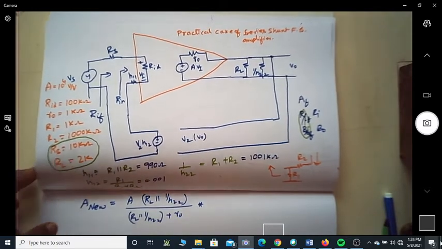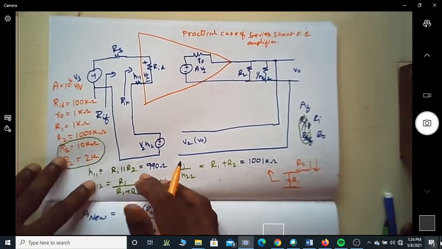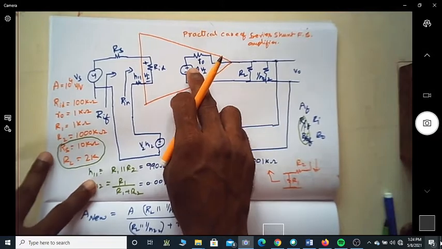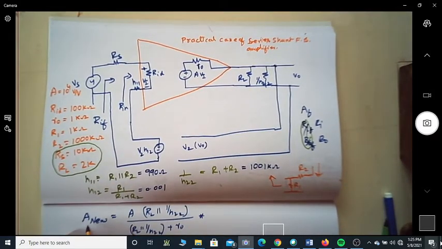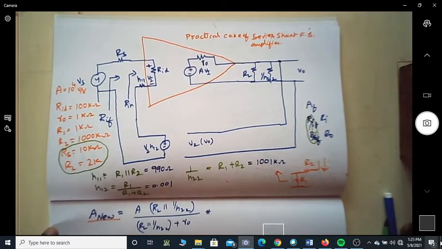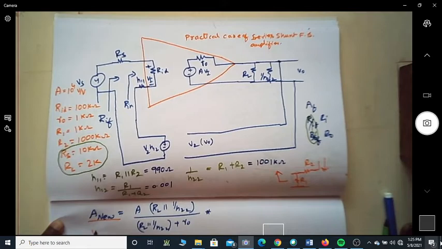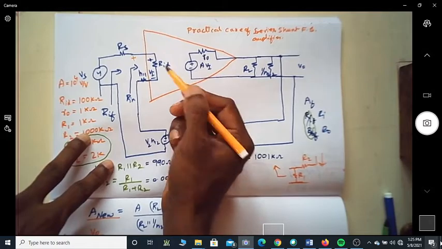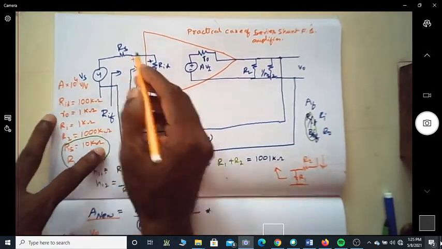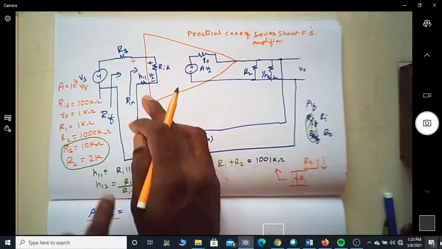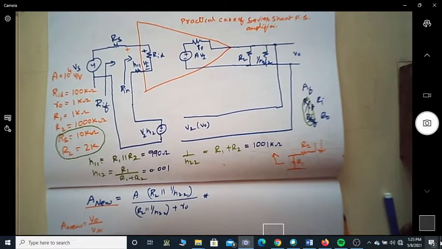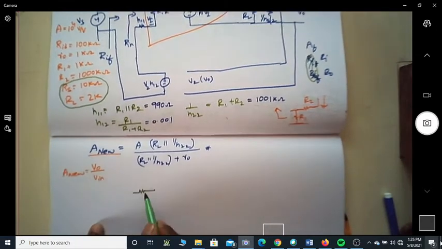Because these non-idealities have been pushed onto this amplifier, we have to find a new value of A. This A new is equal to V naught by V in. Let me rewrite this, writing only the amplifier part of it. If I carefully write the amplifier part, this is how it looks.